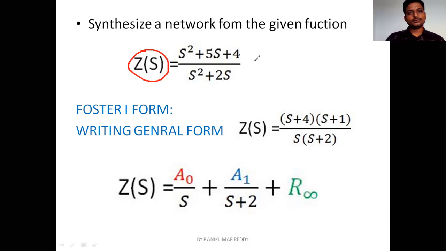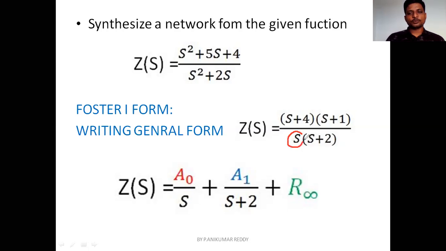Now you have to decide whether it is an RC impedance or RL impedance. In order to decide whether it is an RC impedance or RL impedance function, you have to find roots of numerator and denominator, which means poles and zeros of the given function. For the numerator, you have s square plus 5s plus 4, which you can factorize into s plus 4 into s plus 1, and the denominator can be written as s into s plus 2. So here now you can find poles and zeros.